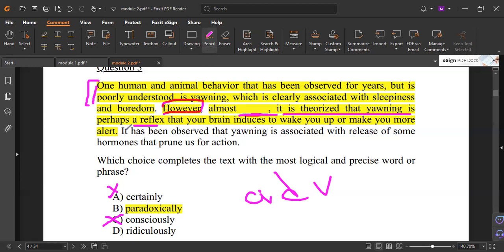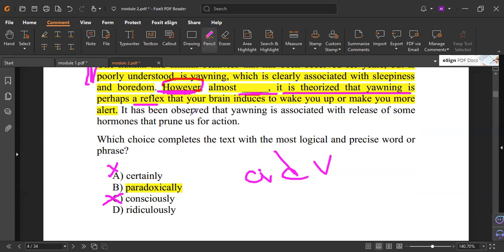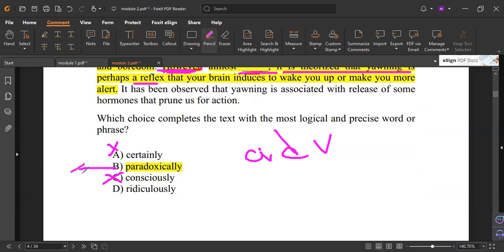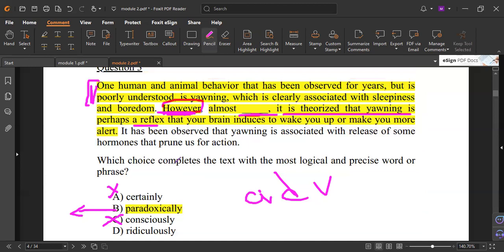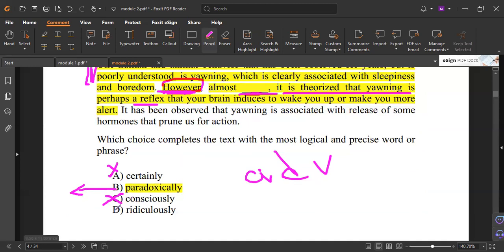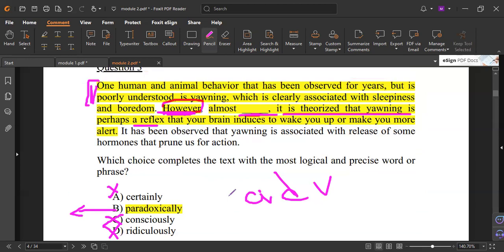If certainly, it means you are going to confirm the previous. And we need something to show contrast to the previous, because we have however. That's why. And the paradox already means however. That's why. And of course, this one does not work with the sense. It's not related to the situation. What's the style of the text?